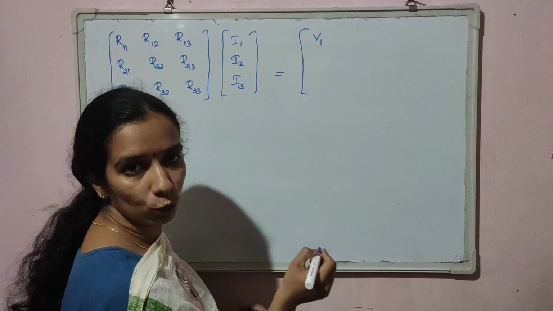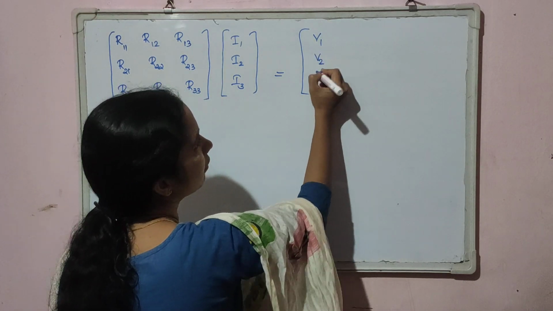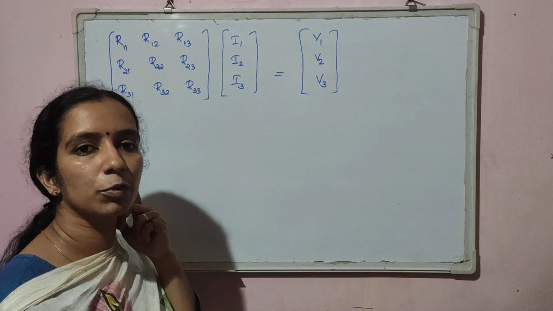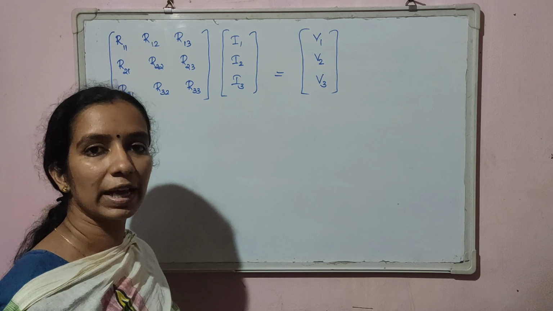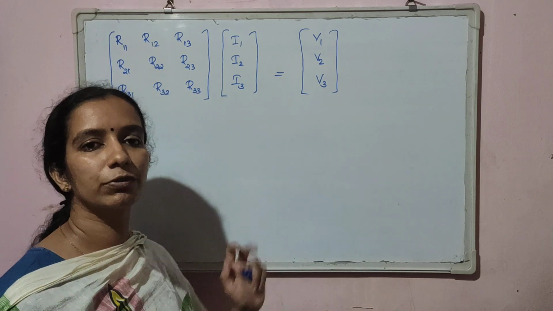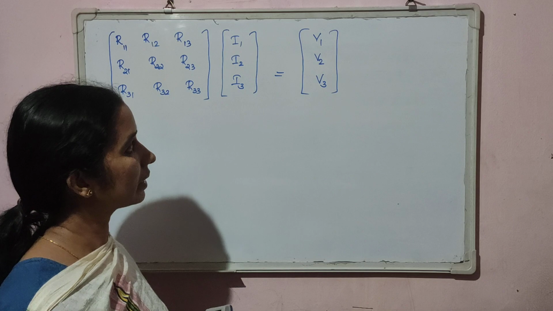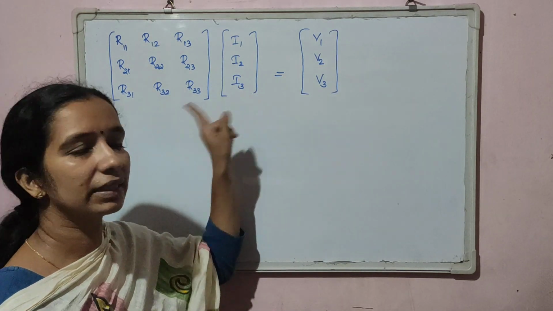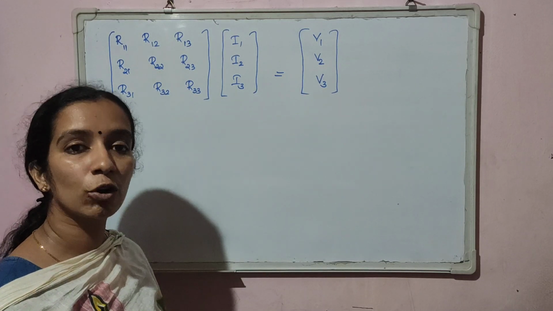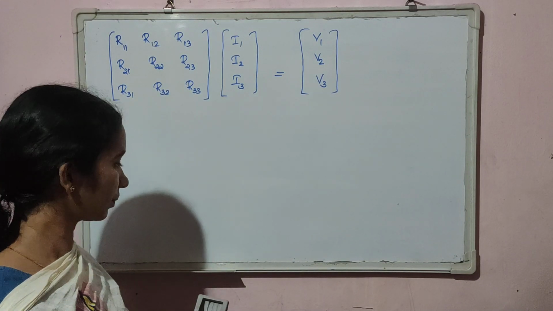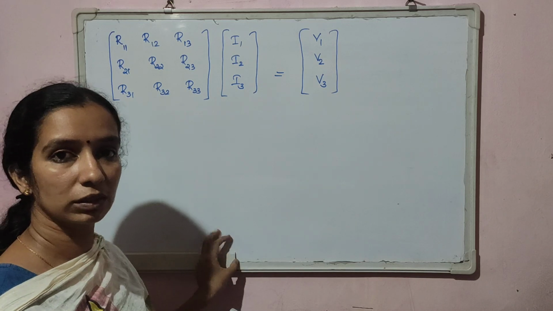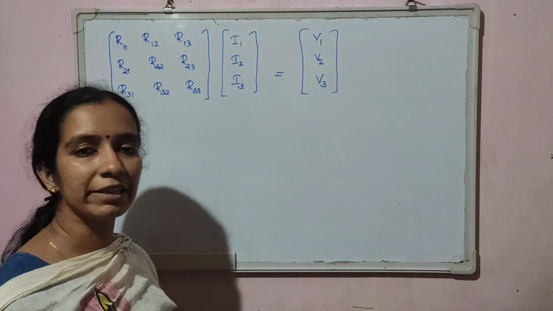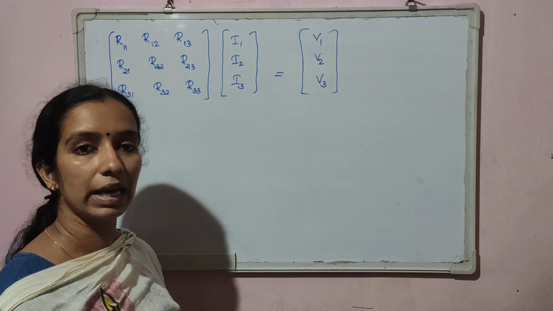So there will be three voltage terms. Let us generalize it as V1, V2 and V3. So this is the matrix equation corresponding to a circuit having three loops, the generalized form of the matrix equation. And let us see how we can calculate the unknown currents I1, I2 and I3 from this equation according to Cramer's rule.